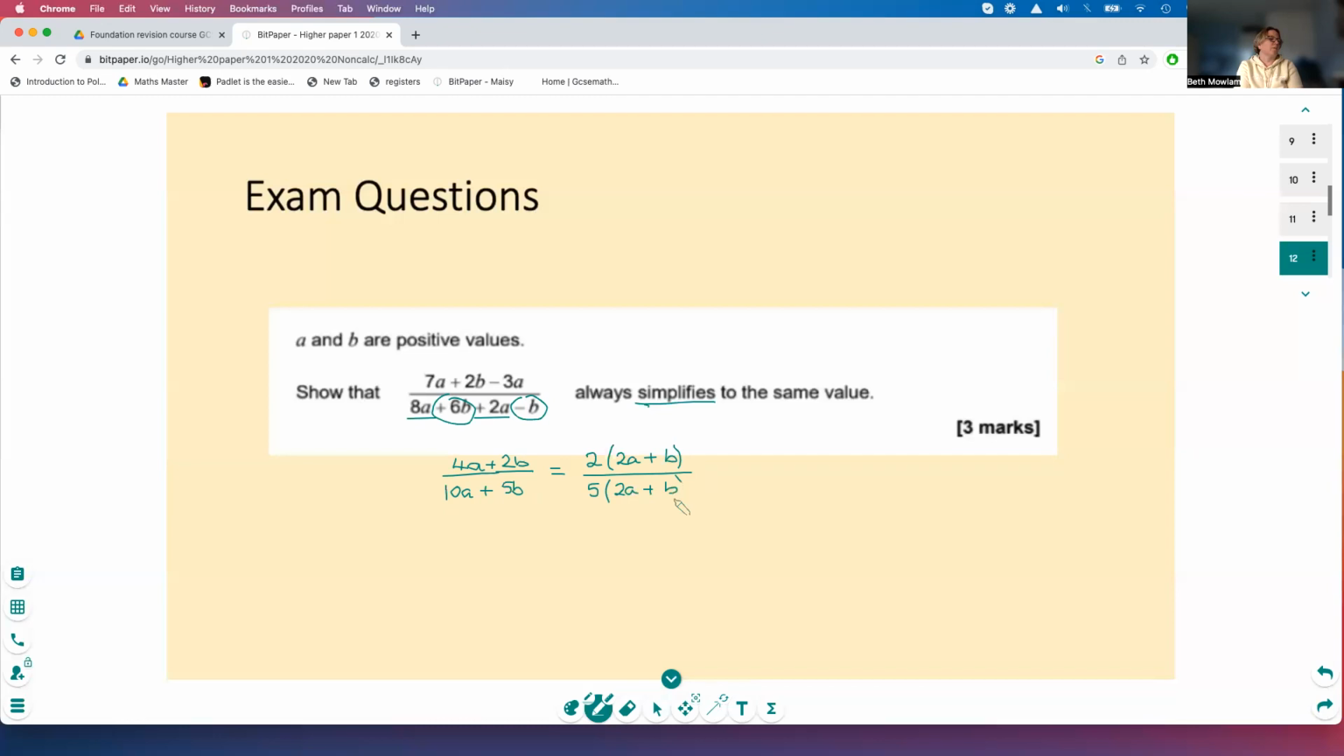Oh, and look what's happening. We've got the same common factor now. So I can divide by 2a plus b. That leaves me with 2/5. So when it says it simplifies to the same value, whatever a and b are, it doesn't actually really matter, because when I put it in and simplify it, it just comes out as 2/5.